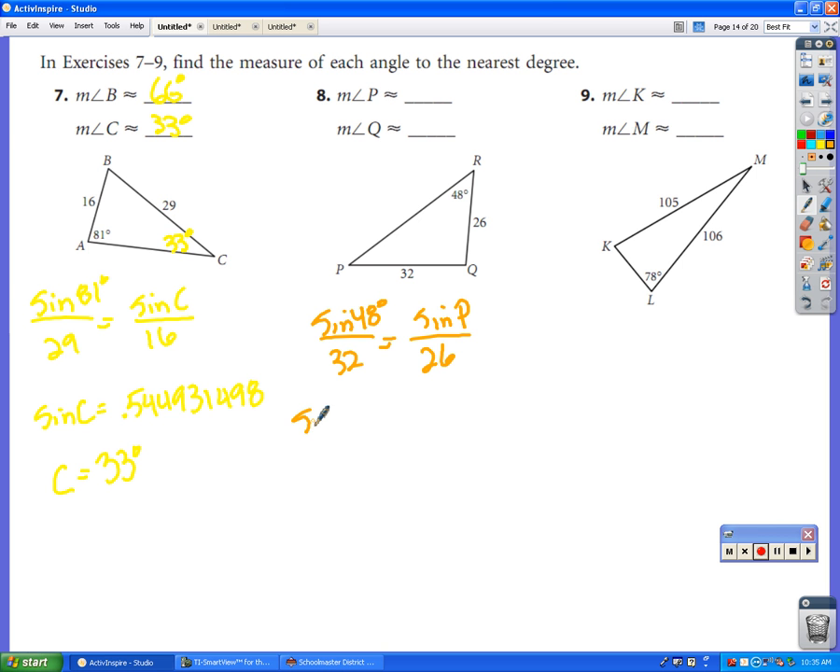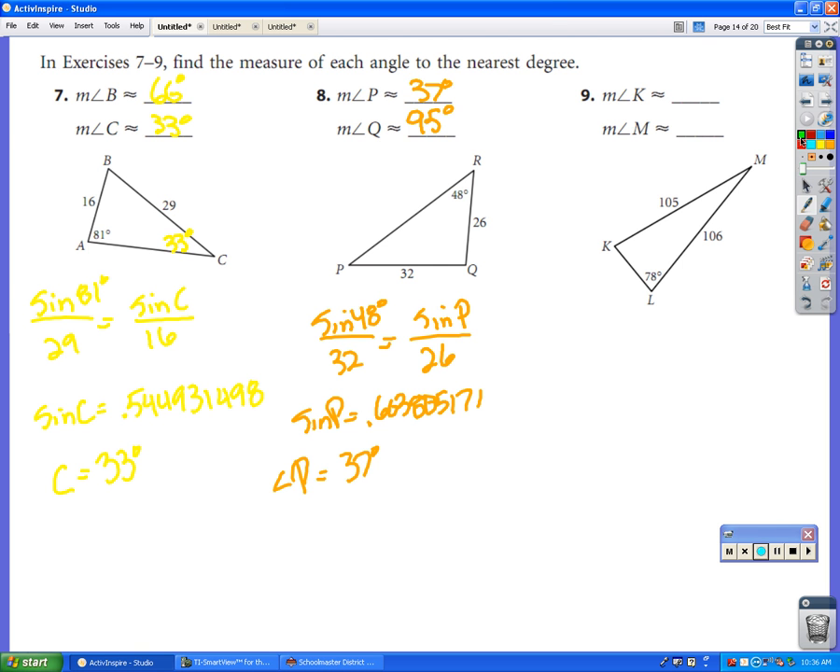So that means the sine of P equals 0.603805171. So if I want to find out what angle P is, I have to go second sine of that. And that gives me about 37 degrees. So that's 37 degrees. To find the next one, same thing as we did in the last problem. I'm going to subtract 37 and 48 from 180 degrees. And that leaves me 95 degrees for angle Q.